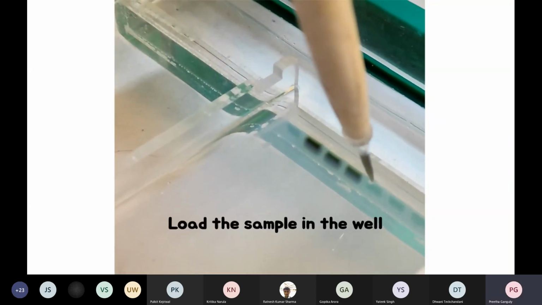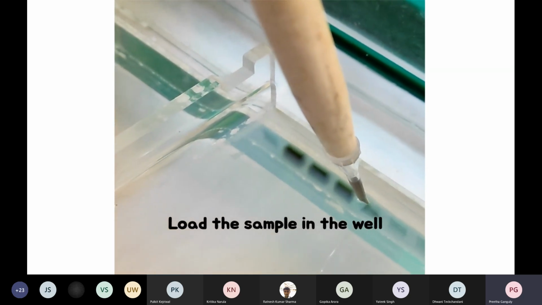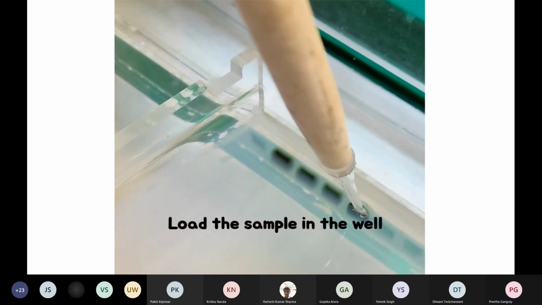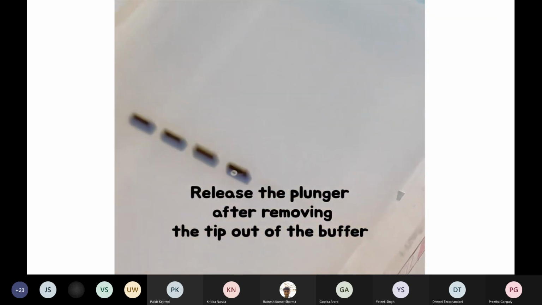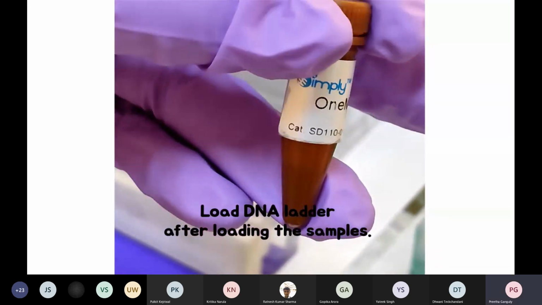Now we will add the sample to the wells very carefully so that they don't get punctured. Now we will add the ladder.